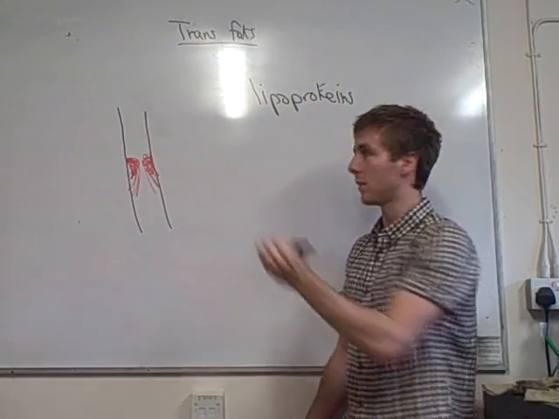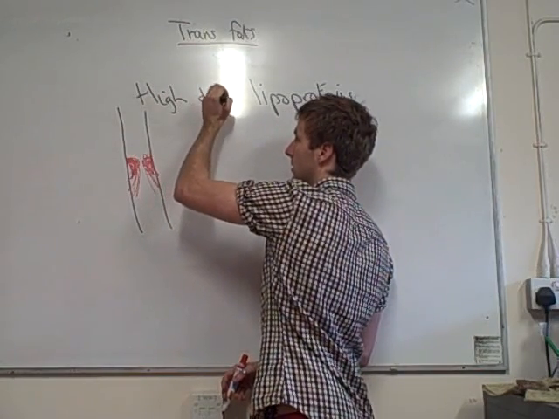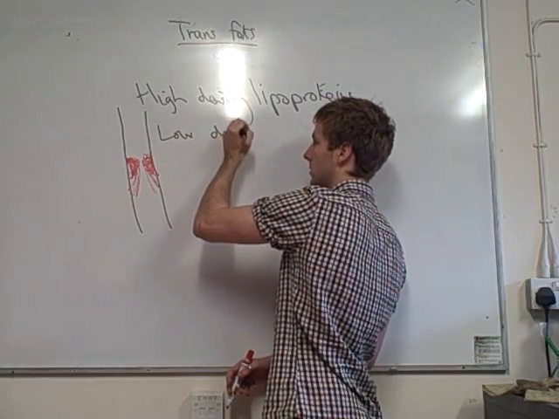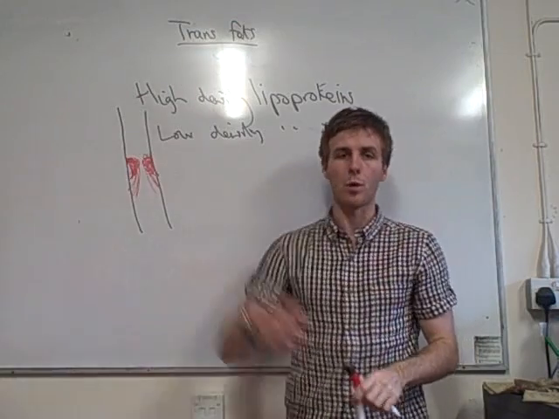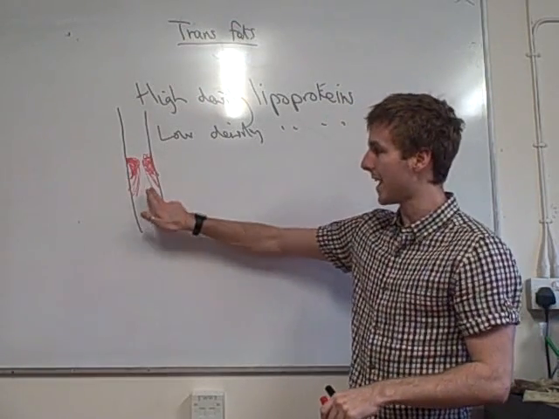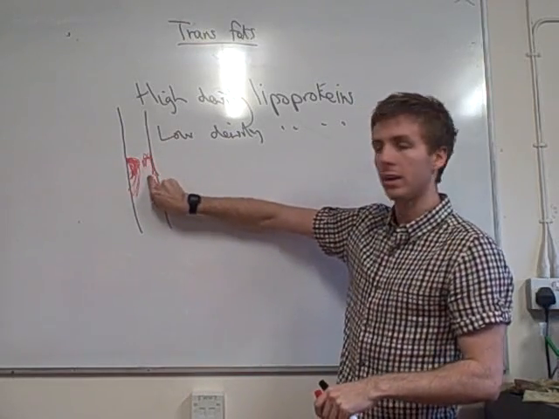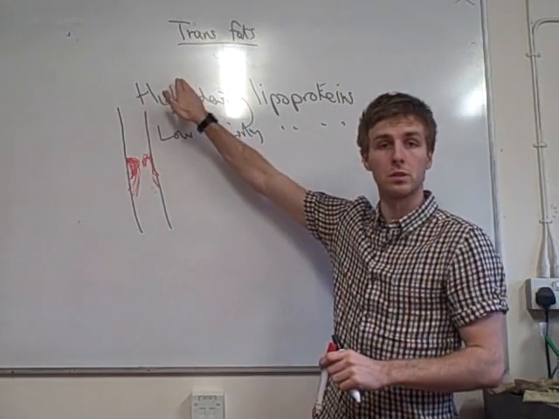Okay, two types of lipoproteins. We have high density and low density lipoproteins. Now, high density lipoproteins are the good lipoproteins. What they do is they take this congealed, solidified fat and they remove it and stick it back in our ass or our hips. So they're good.